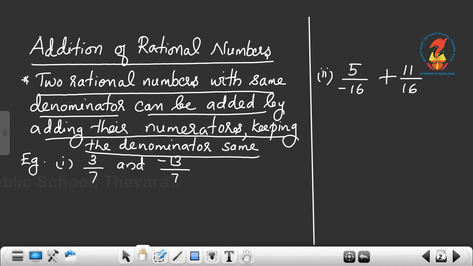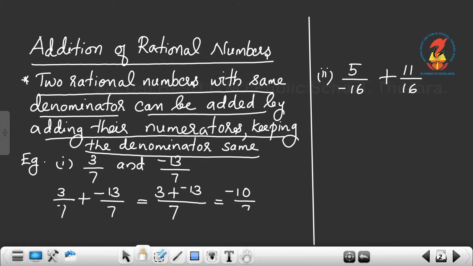Now an example: 3 by 7 and negative 13 by 7. So 3 by 7 plus negative 13 by 7. The denominators are the same, so you keep the same denominator and add the numerators. So we can write 3 plus negative 13, by 7. Then what is 3 plus negative 13? Equal to negative 10 by 7. So the answer is negative 10 by 7.